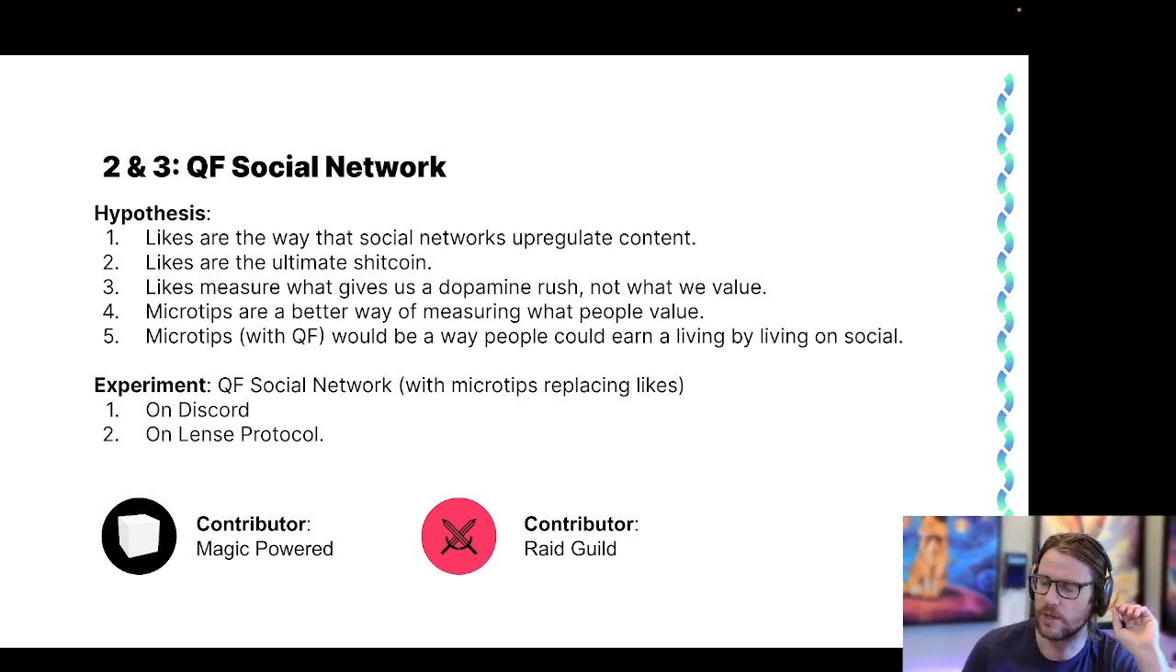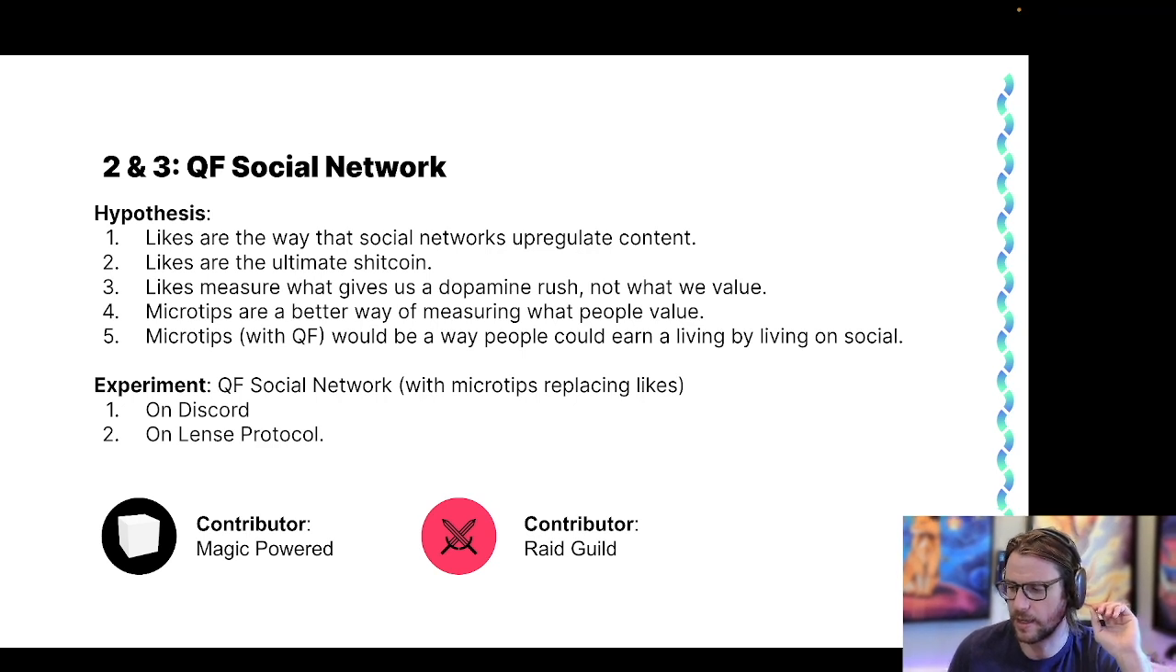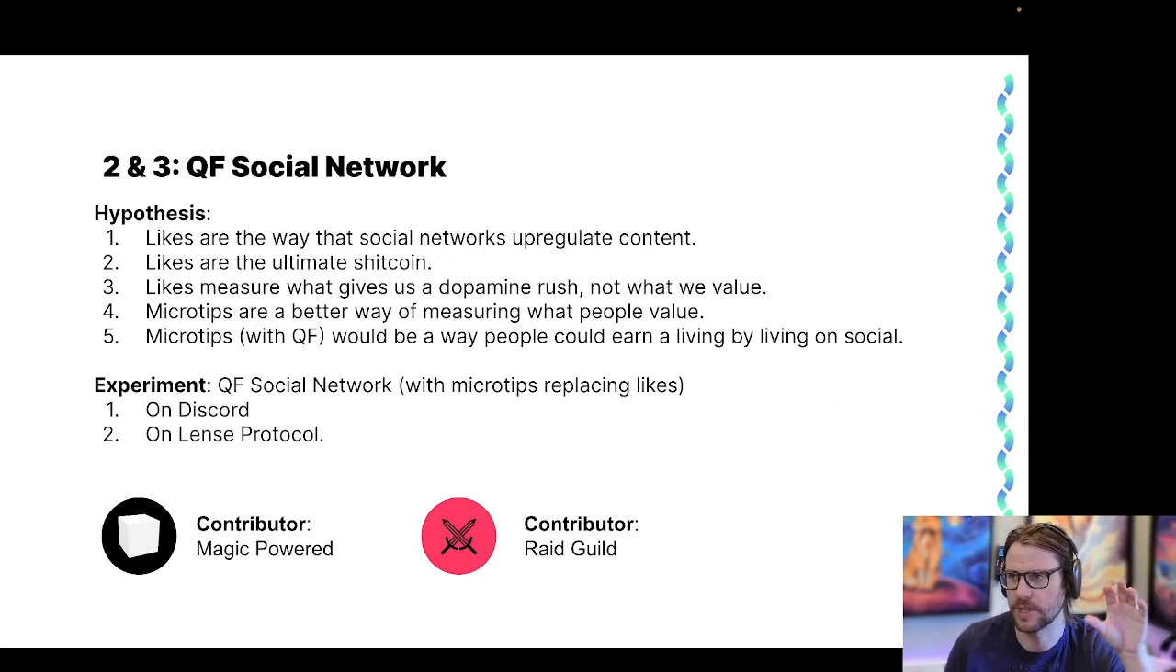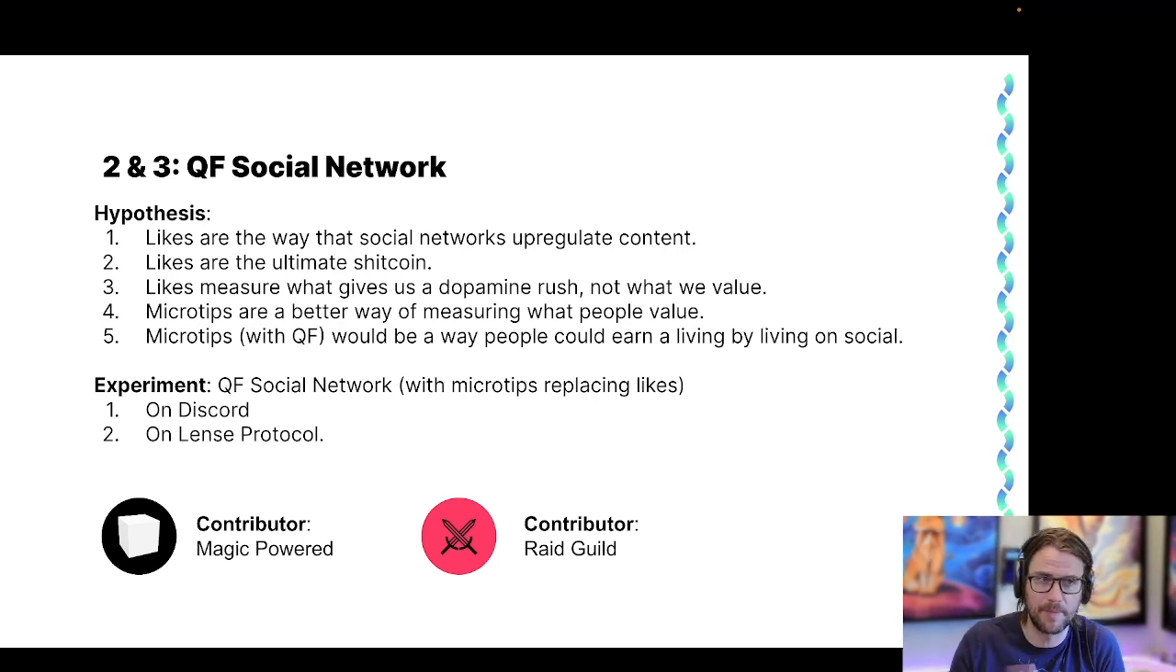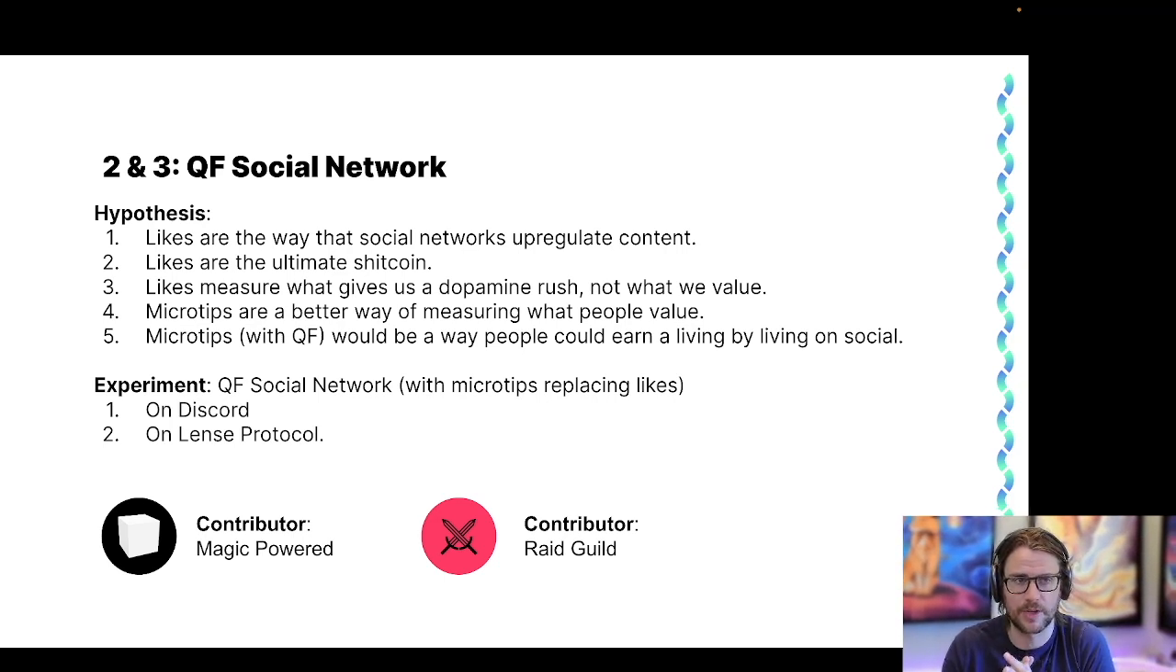It's kind of like when you drive down the street and your attention is drawn to a car crash, does that mean that you actually value the car crash, or does that mean that looking at the car crash just grabbed your attention? So that's kind of what social media is doing on a massive scale for humanity. What if we could find a better way to measure what people actually like? So I think that microtips might be a way of measuring what people actually value within social networks.